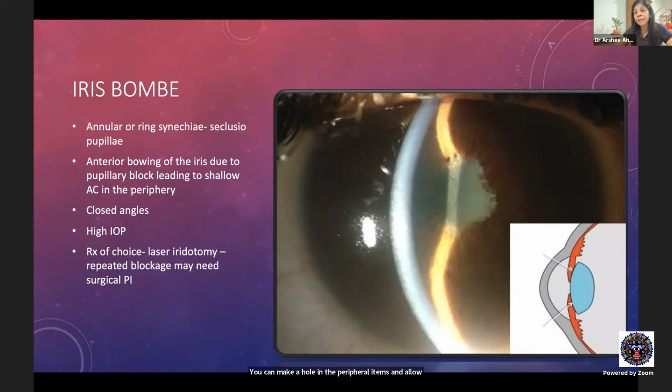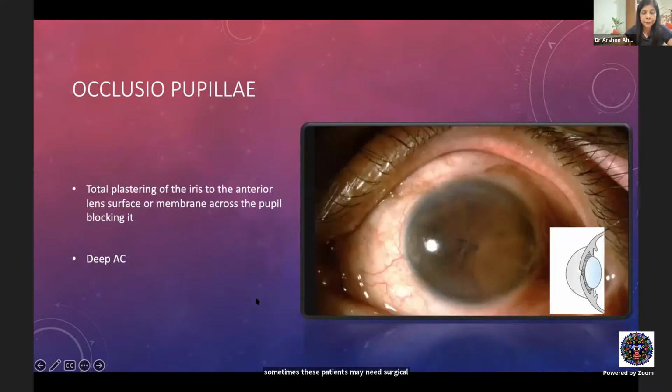The other problem here is that in patients with uveitis, this is not a normal quiet eye. These PIs will tend to get blocked repeatedly. And as they get blocked repeatedly, each time you have these episodes of high intraocular pressure, which increase the chances of optic nerve damage with each episode. Sometimes these patients may need surgical PIs to prevent repeated blockage.